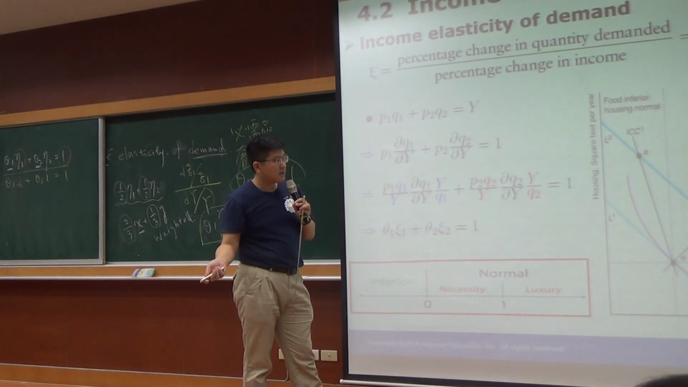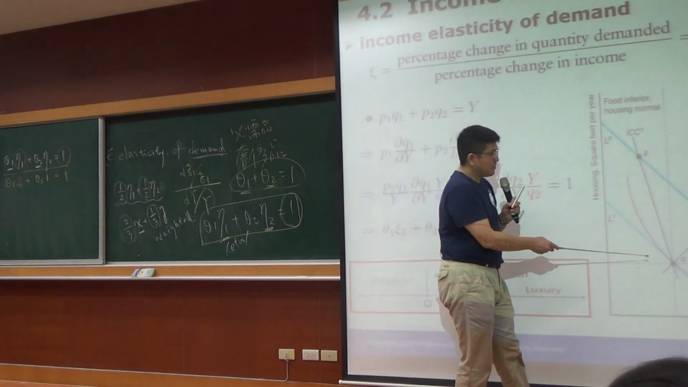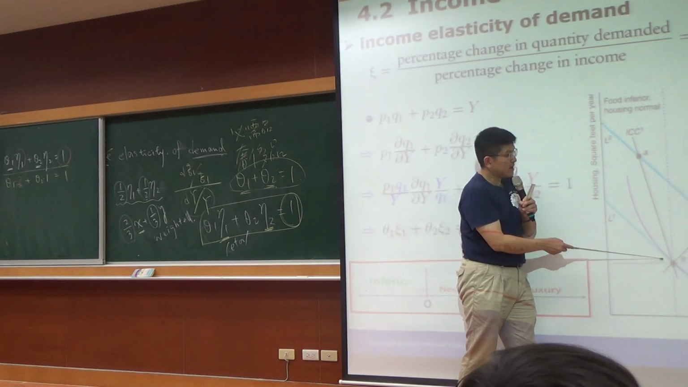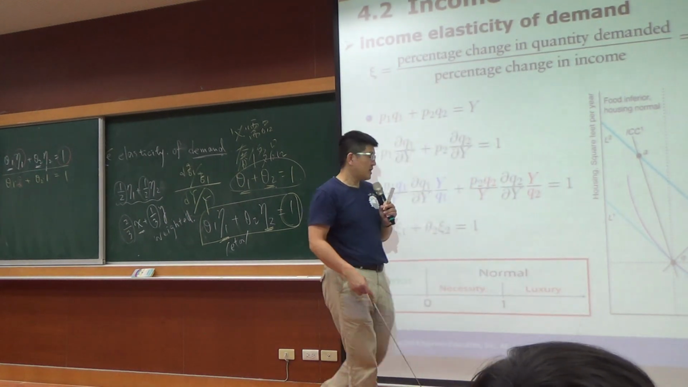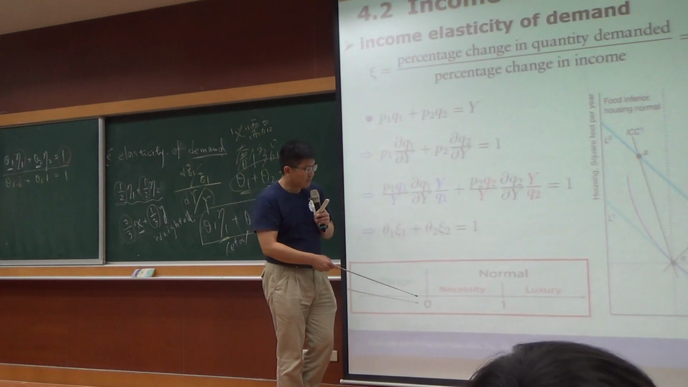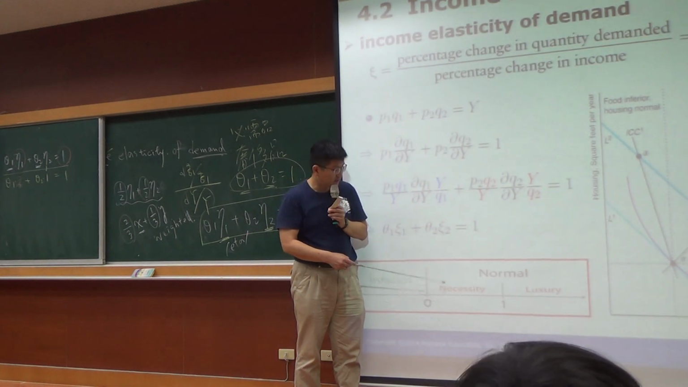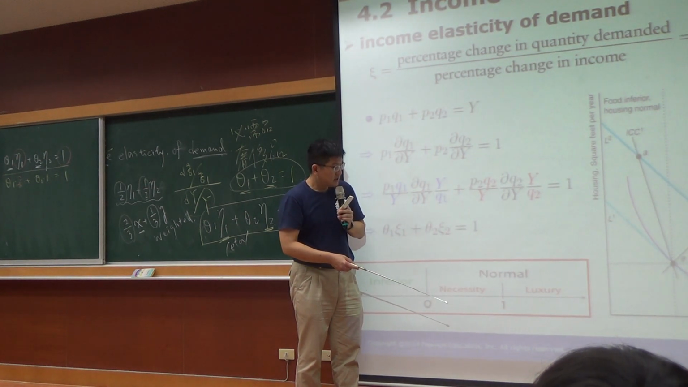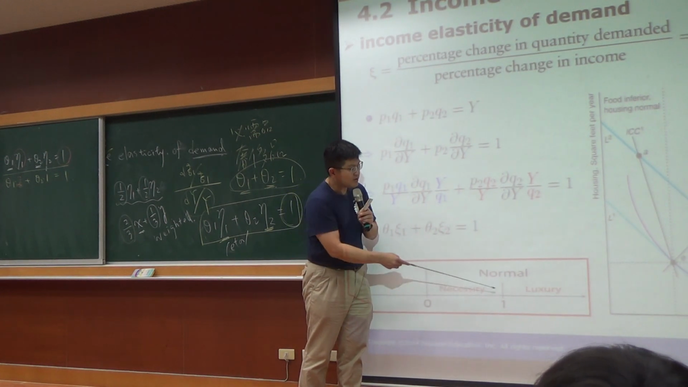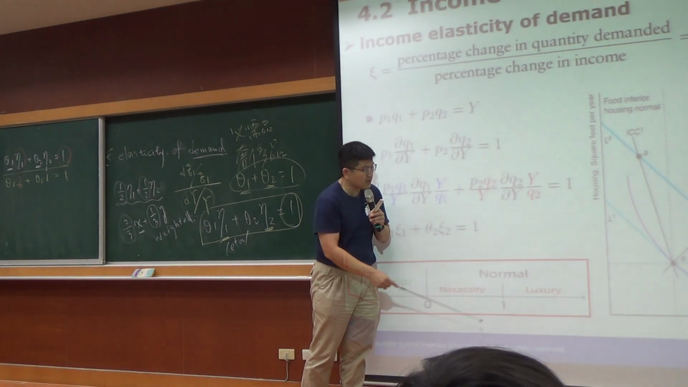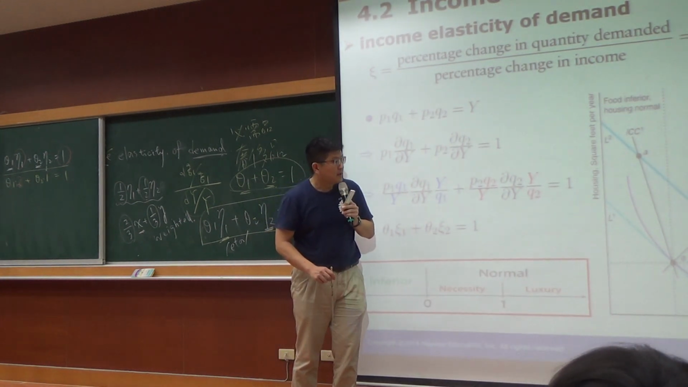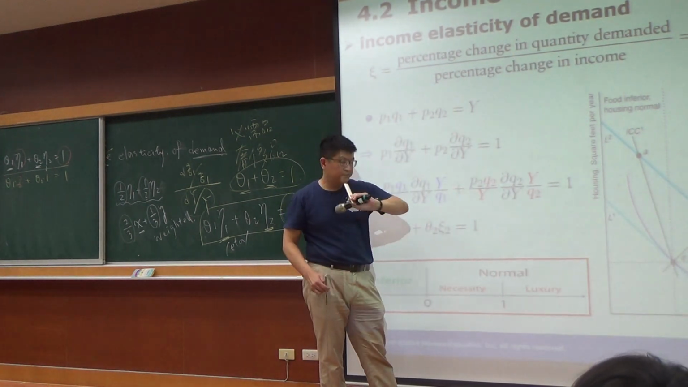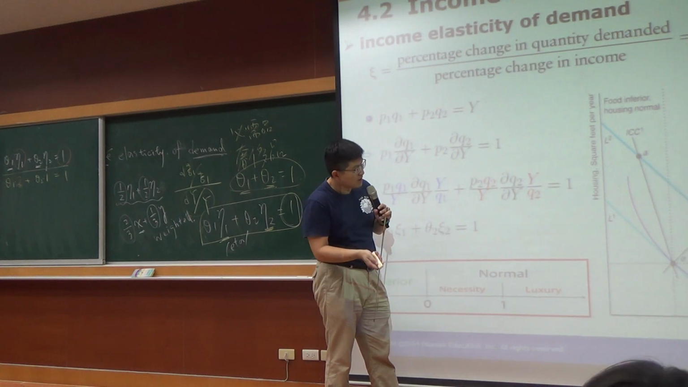And if ICC looks like this, then good 1 is normal and good 2 is normal. And both of them are normal, and will fall within this range. So if something is necessary, the other must be luxury. Okay? And let me explain this in more detail later. Now, the third one. Do we have a third one?